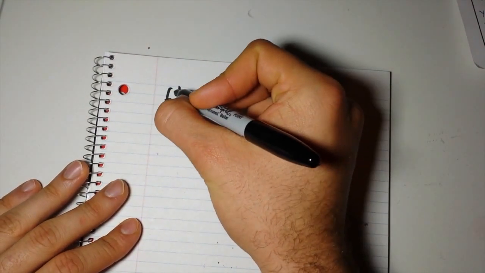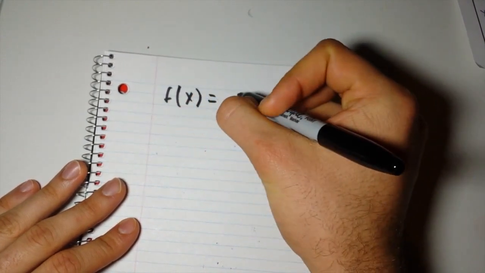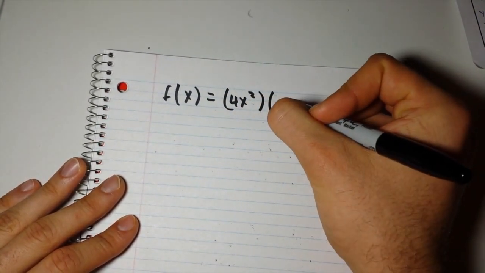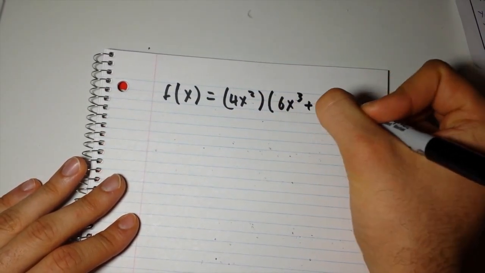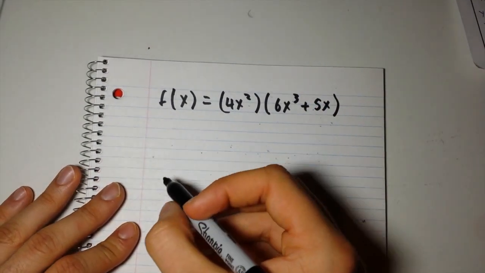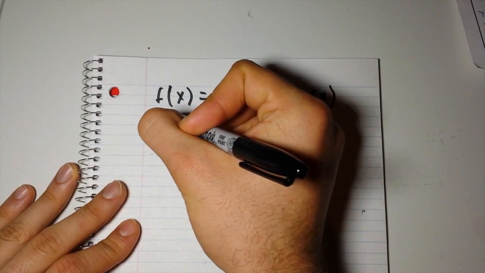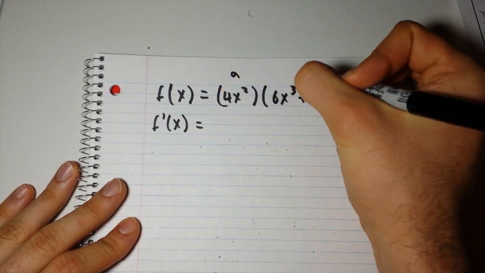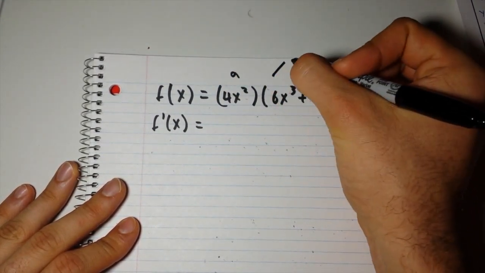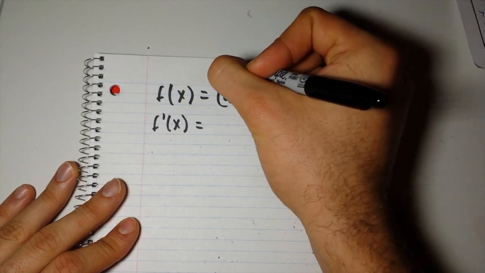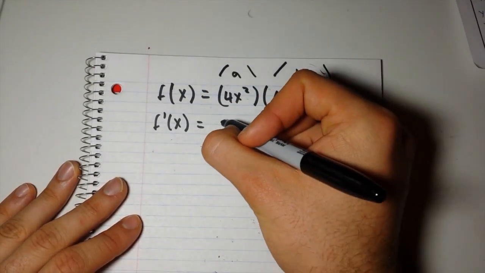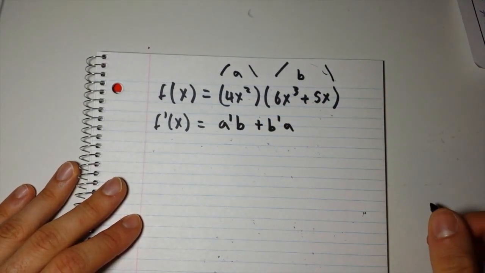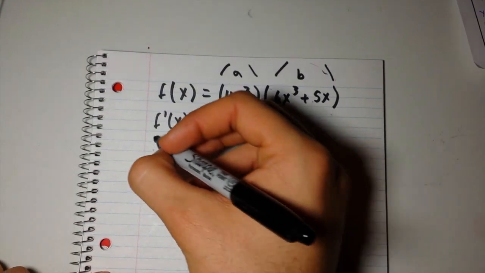We know if we have f of x equal to, let's say 4x squared multiplied by 6x cubed plus 5x, we know that our f prime of x will look like, we'll label this a and we'll label this b. This function right here, this is b, and this function right here, this is a. Okay, so we'll know this will look like a prime b plus b prime a, right? That's how we know that function is going to look like.